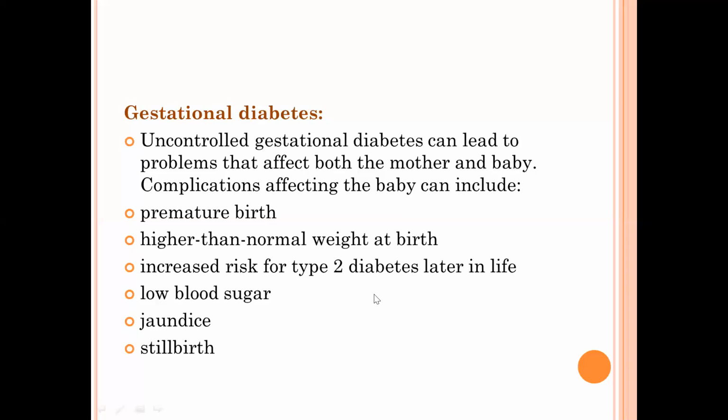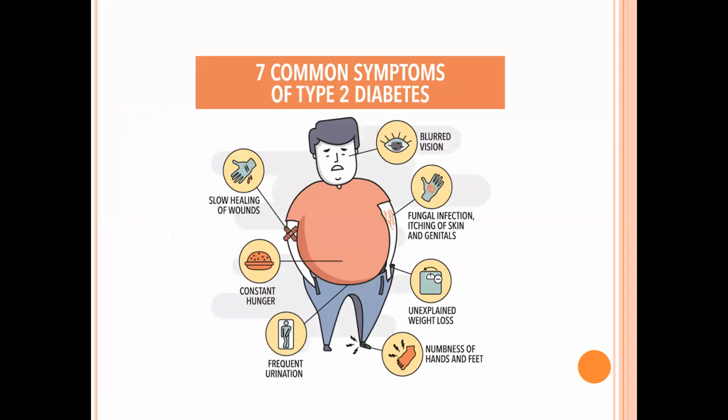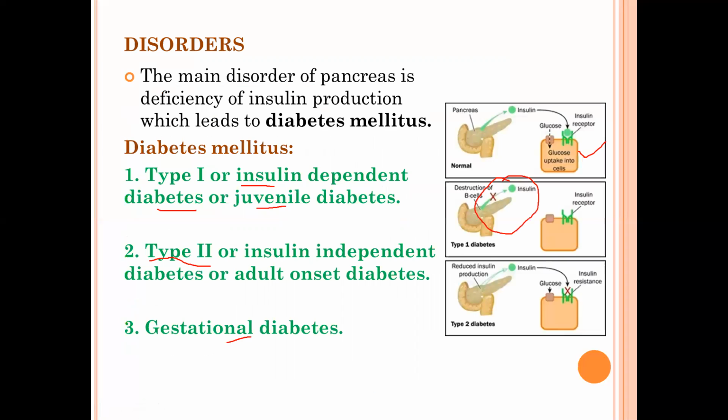Gestational diabetes is also because of overweight. So if you control your weight and if you have a proper diet, gestational diabetes and type 2 diabetes can be treated to some extent. Whereas type 1 diabetes compulsorily requires insulin injections, and exercise and diet should also be maintained. So these are the disorders which we see due to pancreatic hormones.